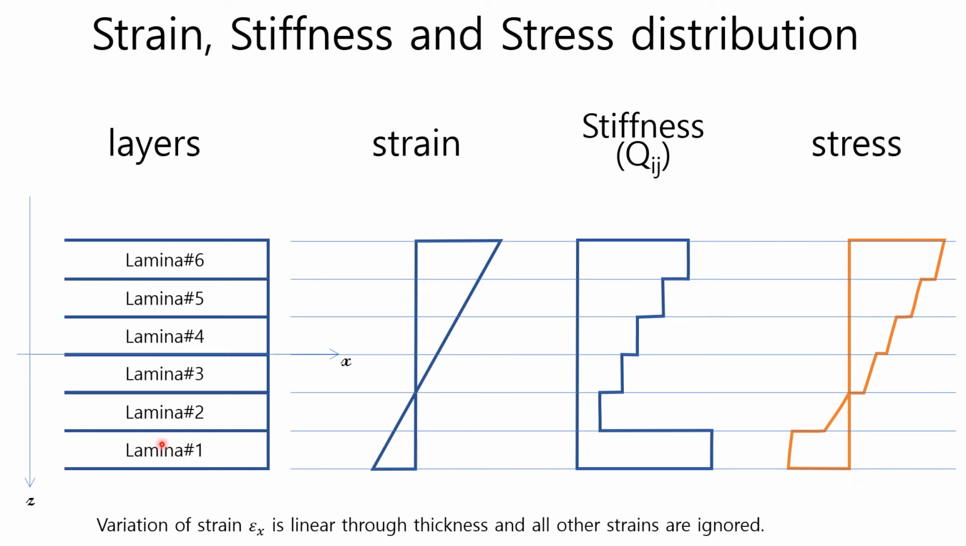This picture shows a 6-layer laminate. Let's assume the variation of strain epsilon x is linear through the thickness, and all the other strains are ignored. Then the strain variation is linear in the thickness direction, and the variation of stiffness Q is discontinuous because each layer has its own stiffness. Therefore, the stress variation is discontinuous at the interface between layers.